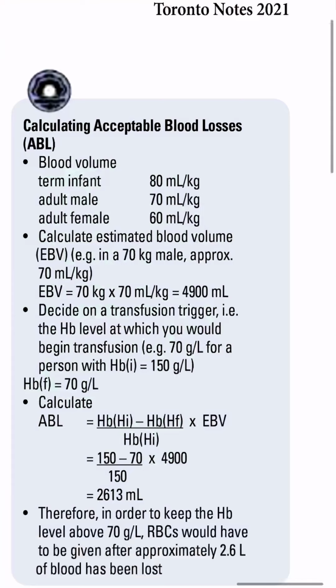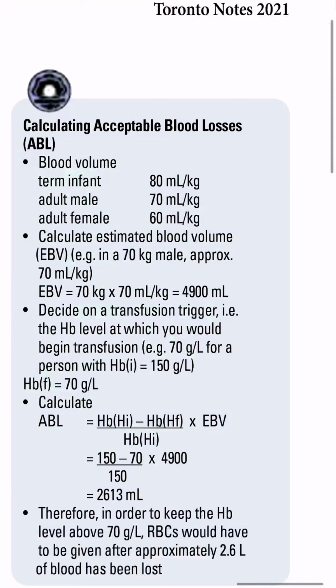Decide on a transfusion trigger, i.e. the Hb level at which you would begin transfusion, e.g. 70 g/L for a person with an initial Hb of 150 g/L. Hb final equals 70 g/L. Calculate ABL equals EBV x (Hb initial minus Hb final) divided by Hb initial, equals 4,900 x (150 minus 70) divided by 150, equals 2,613 mL. Therefore, in order to keep the Hb level above 70 g/L, RBCs would have to be given after approximately 2.6 L of blood has been lost.